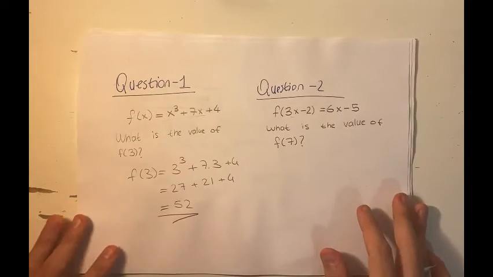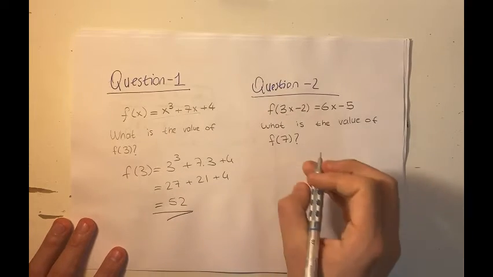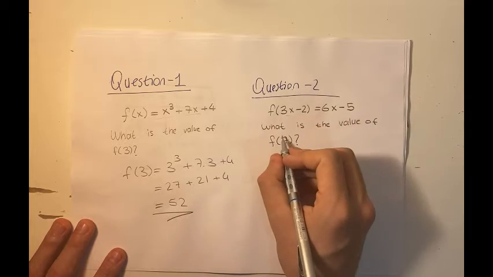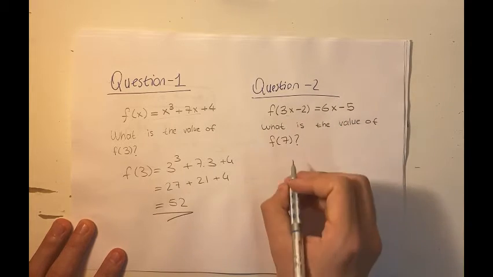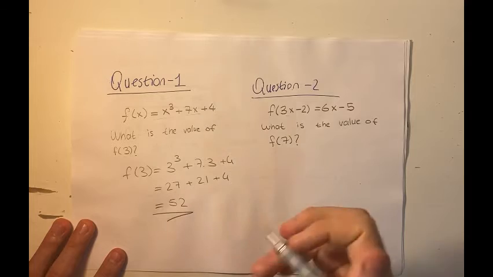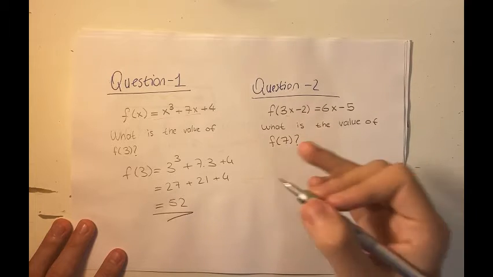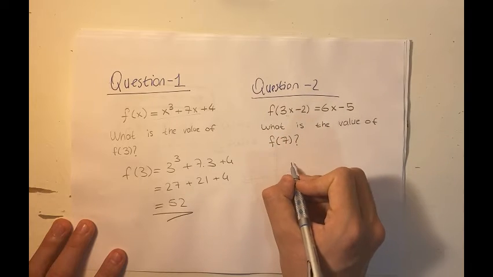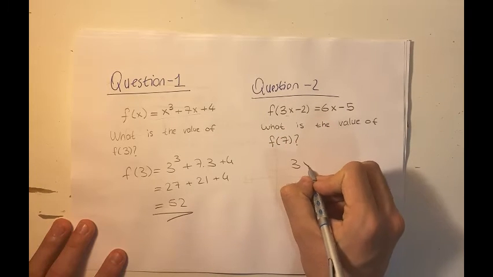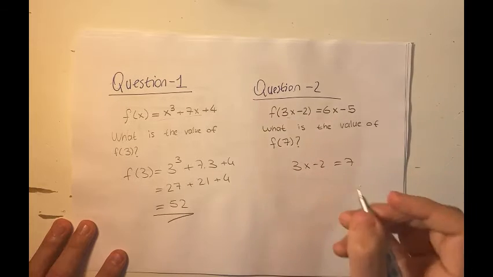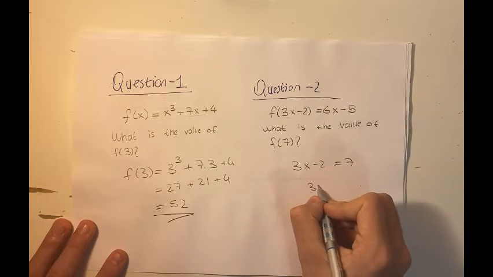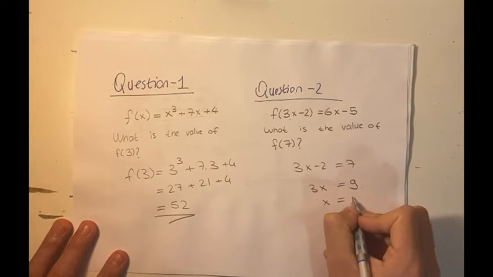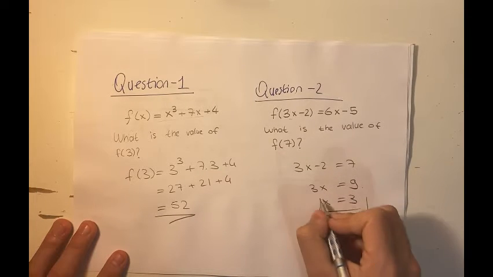Let's continue. Question 2: if f(3x minus 1) equals 6x minus 5, what is the value of f(7)? So this is a tricky one. We need to find the value which gives us 7 in 3x minus 2. Let's write the equation. 3x minus 2 should be equal to 7, and it will look like this. When we simplify it, x would be 3.